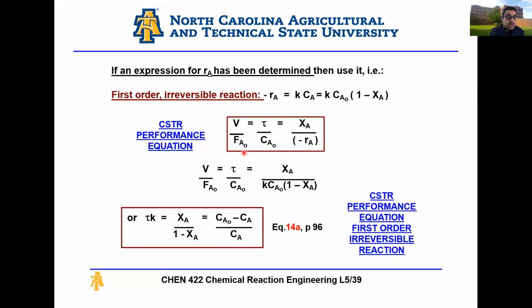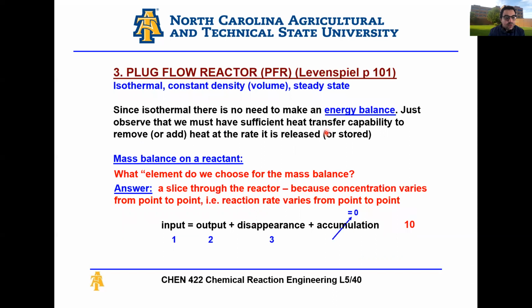All right, then you have your CSTR performance equation, V over FA naught, tau over CA naught, is equal to XA over minus RA. We've used this equation, probably the equation we use the most throughout this course. So make sure you know how to deal with it and how to use it.